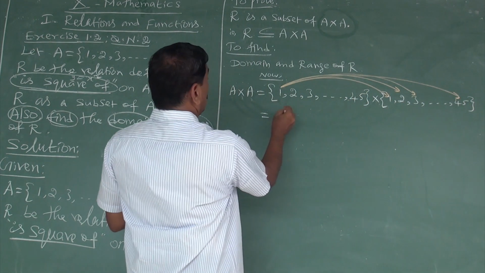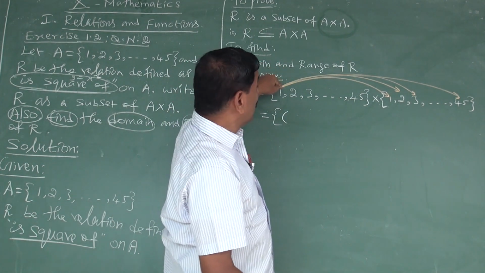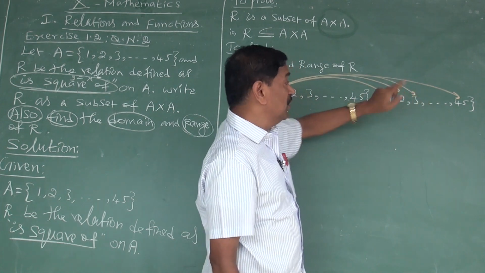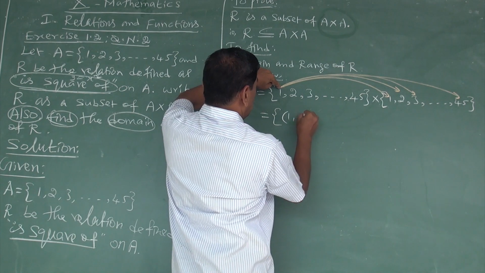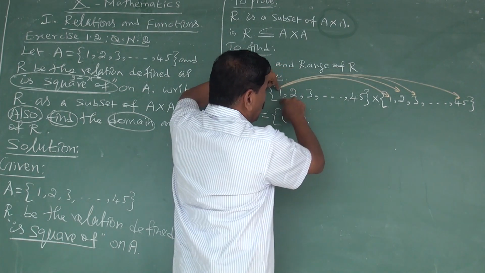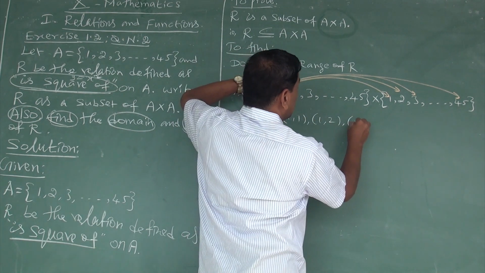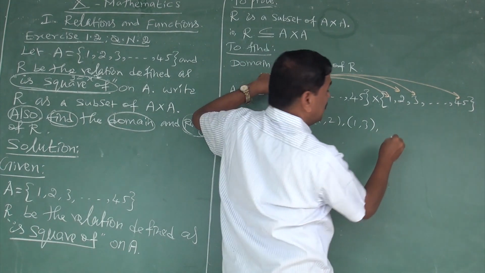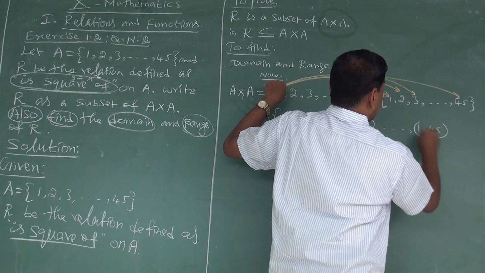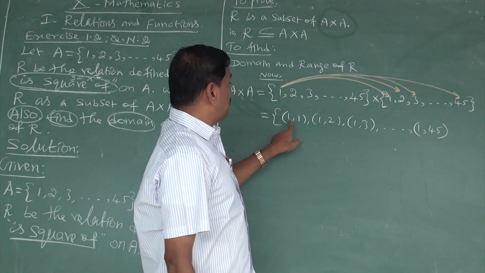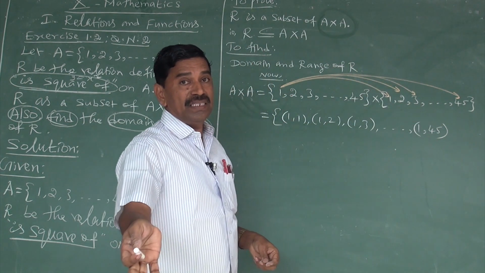Now listen. A cross A is equal to, taking the first element 1 and pairing with all the elements in the second set: 1 comma 1, next 1 comma 2, next 1 comma 3, etc., 1 comma 45. So that is the first element over. Now the next step, please.